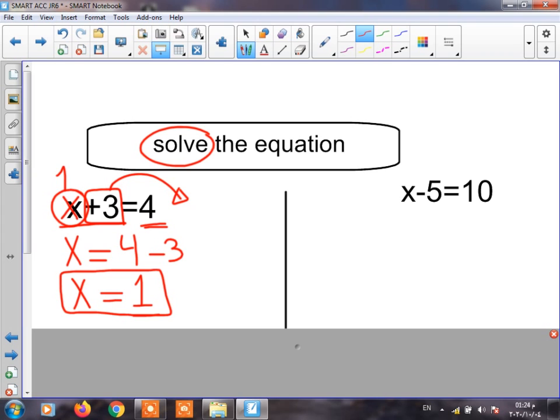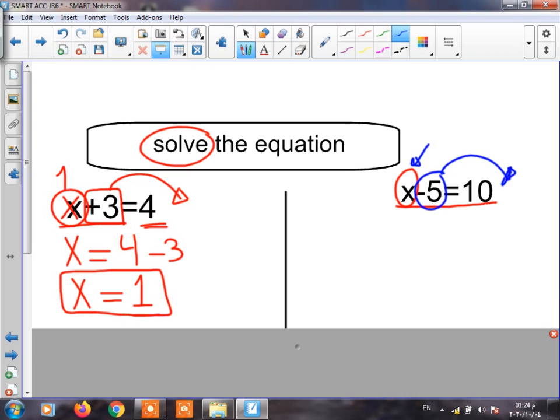Okay? The next one, I have here x minus 5 equals 10. This is the next one. I want to solve this equation. How can I solve the equation? By finding the value of the unknown. What is the unknown here? The unknown here is x. I want to get the value of x. I will take this number beside x out by a different sign.